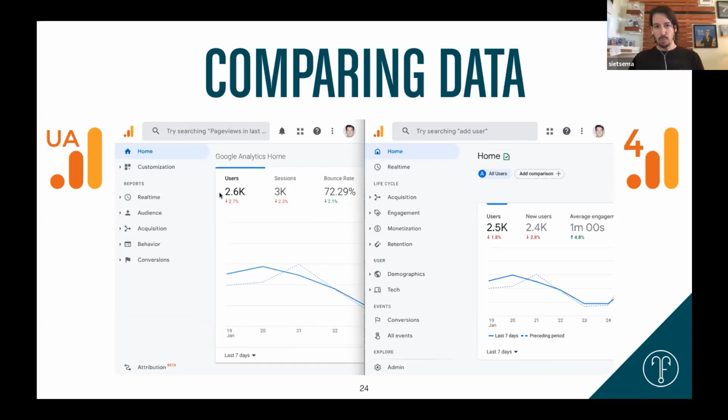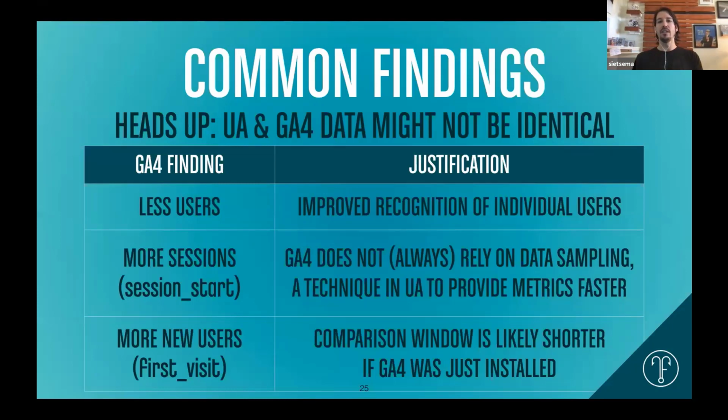If we've got users 2.6K in Universal Analytics and 2.5K in Google Analytics 4, that's no big deal. That's nothing to worry about. What we're concerned about is if we see 2.6K users in Universal Analytics and not 2K, but just 2 users, or 10,000 users in GA4. So look for the big differences. If the data is not identical, that's okay. That's probably good because it shouldn't be.